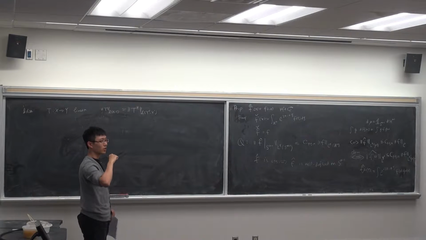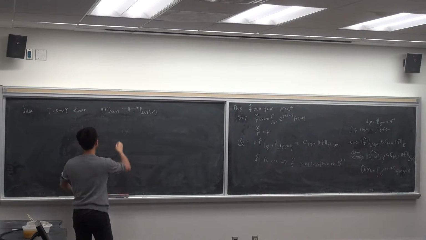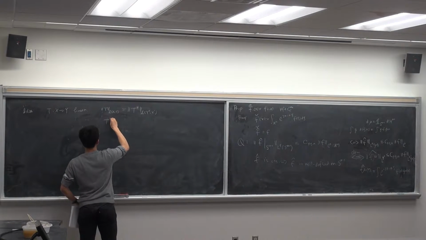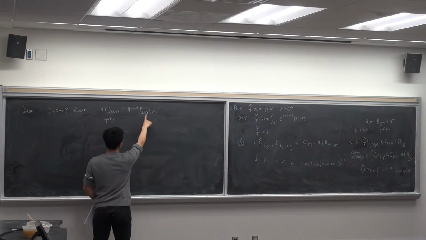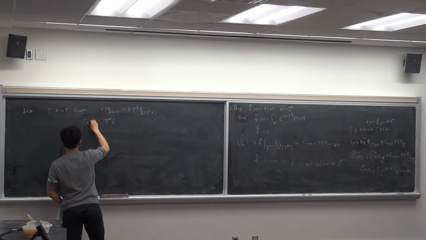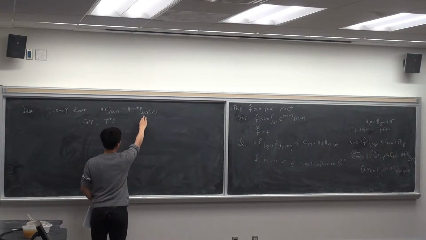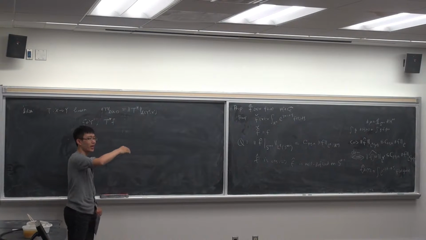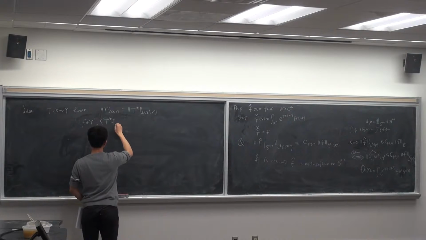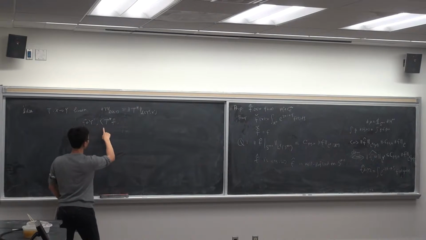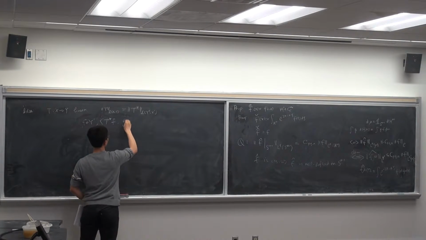And the way we define the adjoint operator is that, for f in Y prime, T star f is something in X prime. X prime means the dual of X. So there's a natural dual pairing between an object in X prime and an object in X.